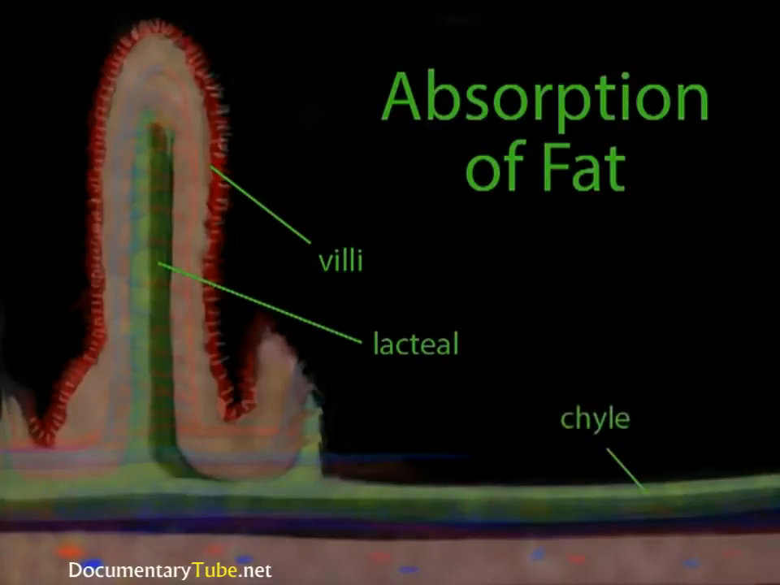The chyle eventually gets dumped in the subclavian vein, just like lymph. That is how the fats enter the circulatory system.